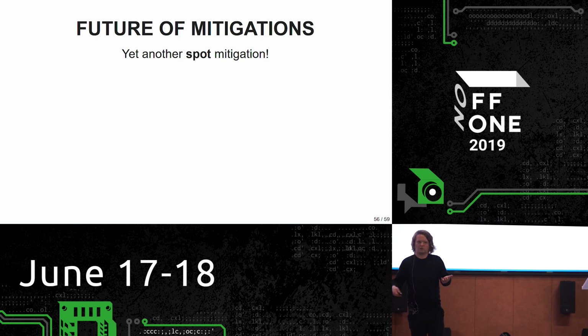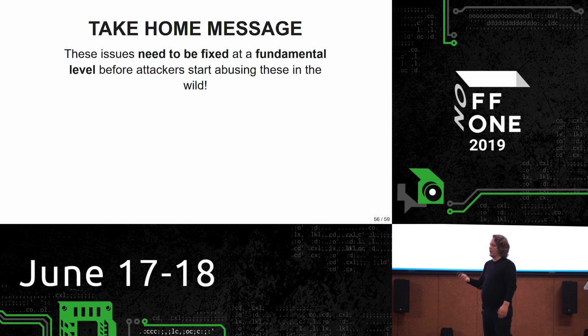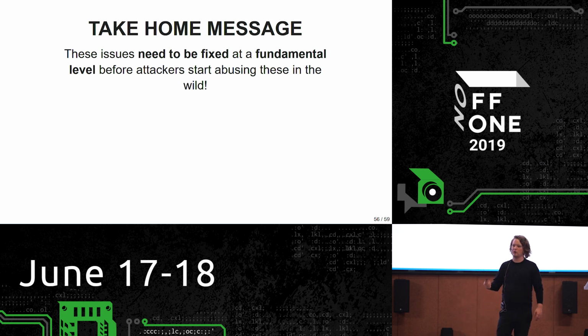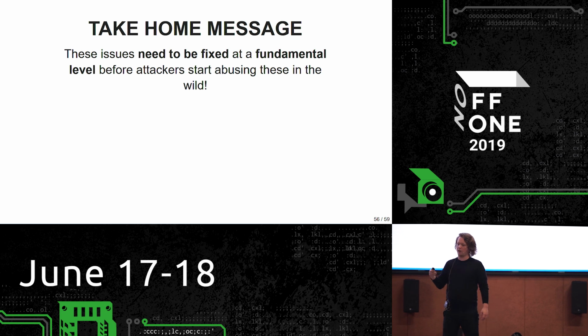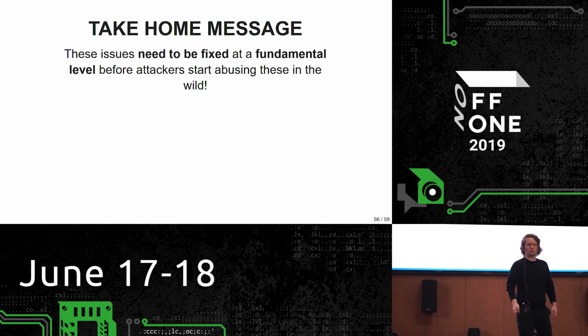So what we see here is basically another spot mitigation. It's not a fundamental fix. And our point here is that these things need to be fixed, because at some point attackers will start using these attacks in the wild. We have not observed anyone using Spectre or Meltdown for malicious intent until now, but who knows? The code is readily available for these things, so an attacker can just take it and create an exploit.